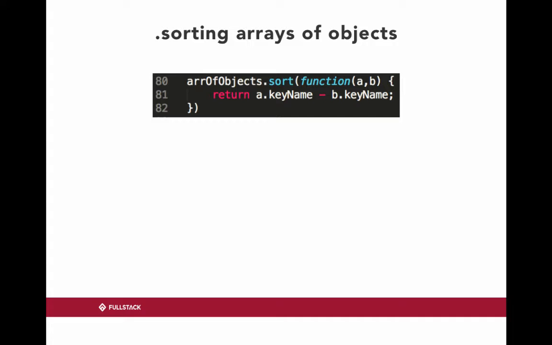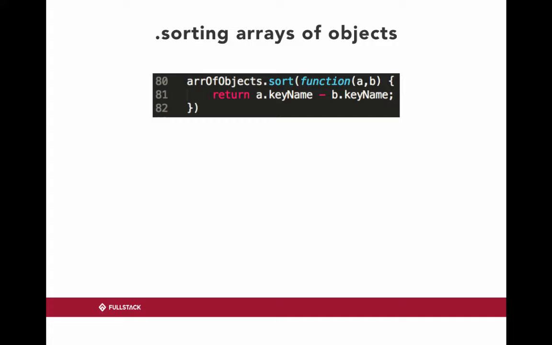Imagine we have an array of objects, pretty aptly named with a more than one syllable name this time. We call sort on it, and again, this callback will always get, it's very often called A and B, but you can imagine these changing such that they are one element in the array, and then the next element in the array. I'm returning A.keyname minus B.keyname.